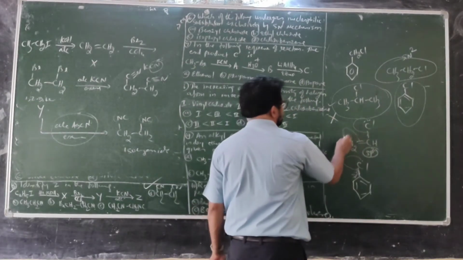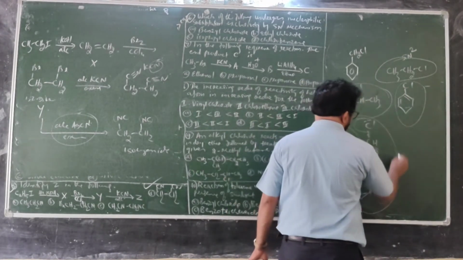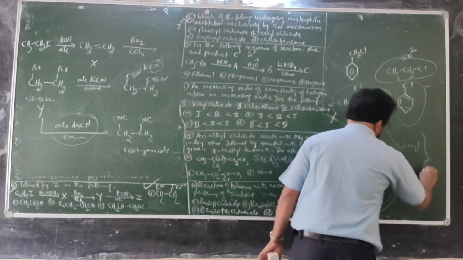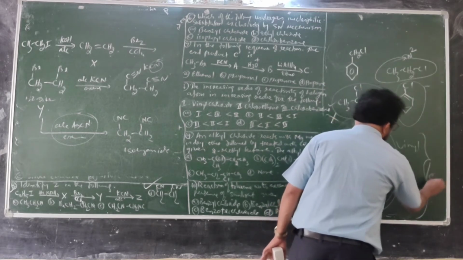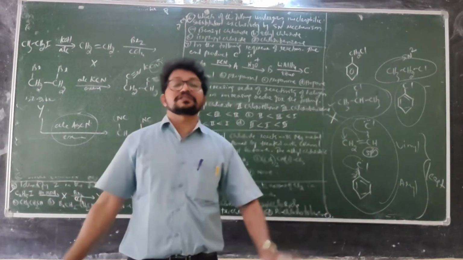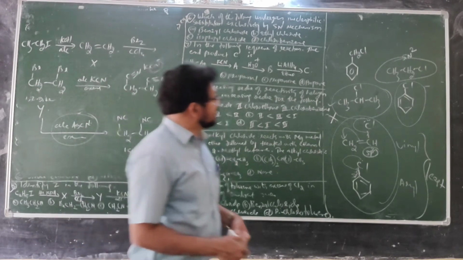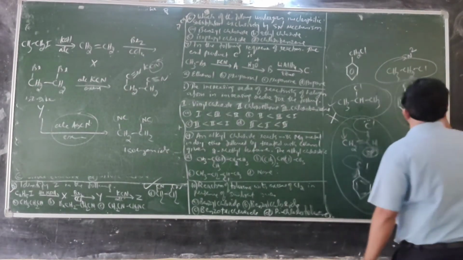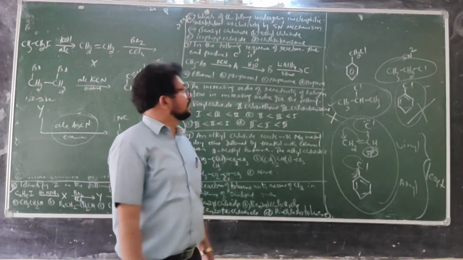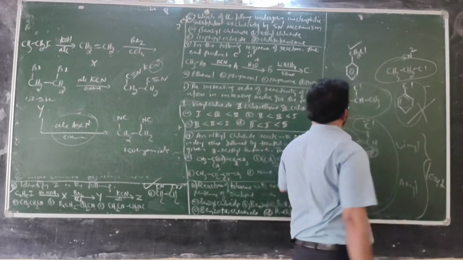Partial double bond character is generated due to resonance. So these two, vinyl and aryl, are least reactive. They do not undergo nucleophilic substitution under ordinary conditions. So that is why this also is deleted. Then what is the answer? It is CH2Cl.